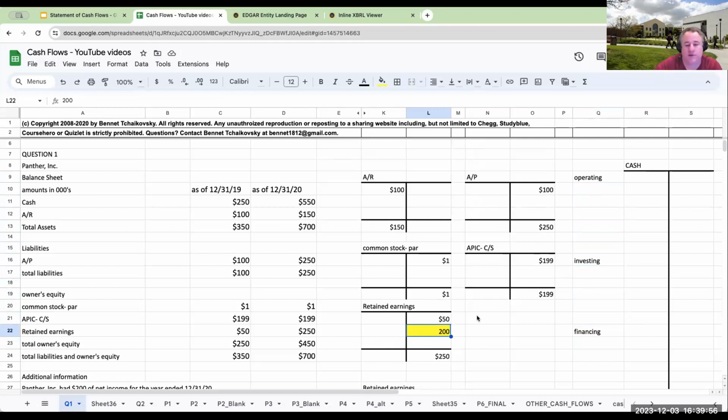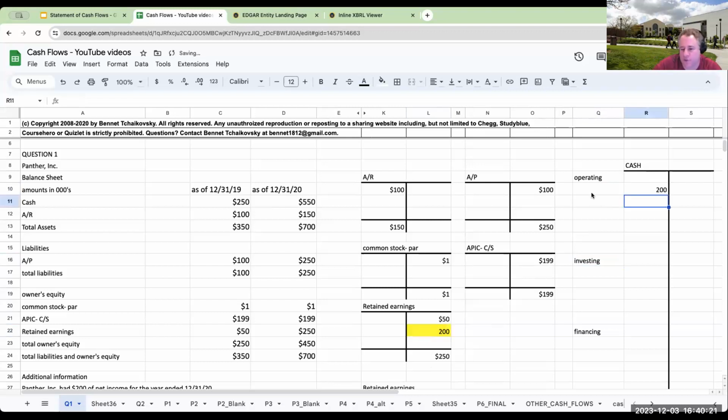So what section does that go into? Does it go into financing? Well, financing is only if we're buying or selling our own stock, issuing debt, paying a dividend, not applicable. What about investing? Are we selling equipment, buying equipment, selling intellectual property, buying a business? Selling investments? No. So it's going to come over here.